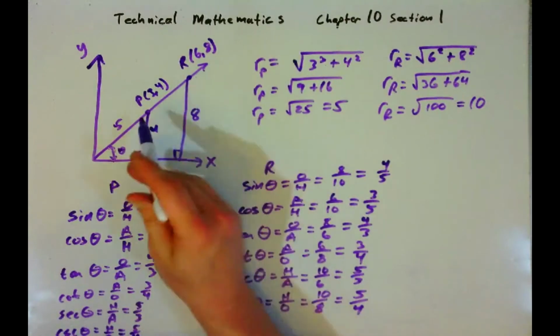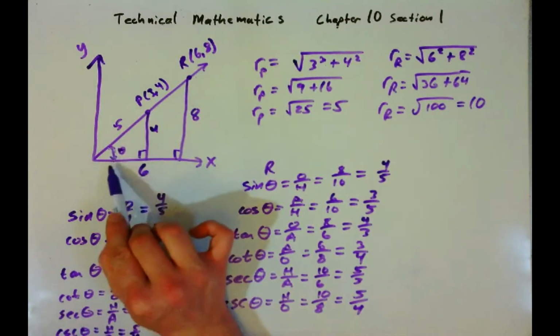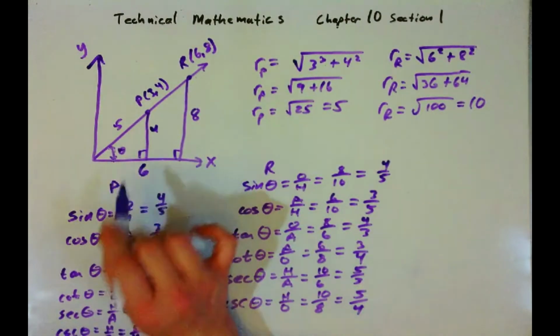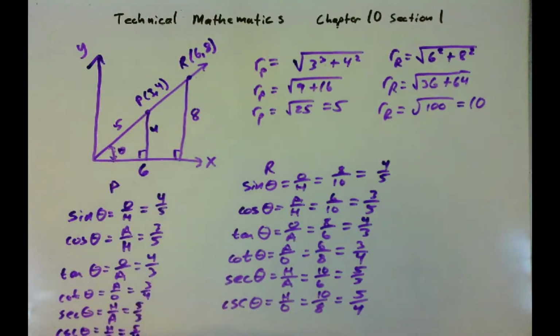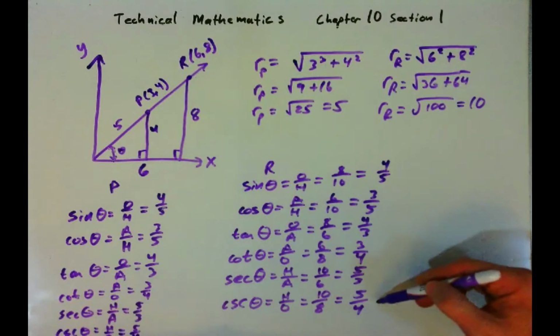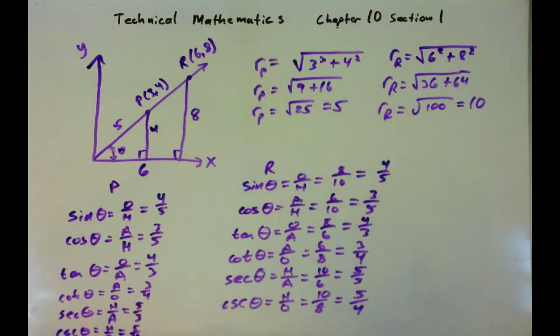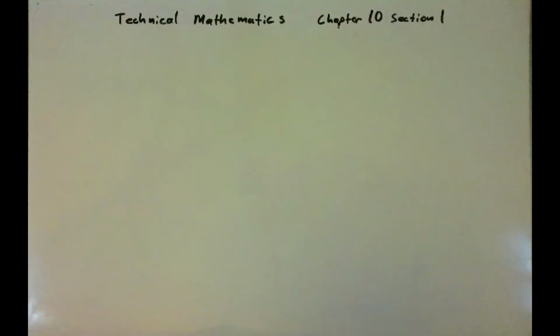So no matter how big or how small this triangle was, as long as the angle theta was a constant angle, however we calculated the sine, the cosine, and the tangent, we would have gotten the exact same answers every time. And it did not matter how big or small the triangle was.